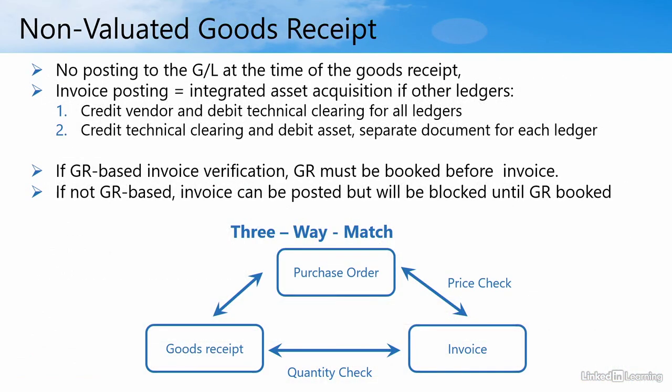If the country regulations prevent capitalisation until the invoice has been posted, you may not want the value to be posted to the asset when the goods receipt is posted. Having a non-valuated goods receipt rather than no goods receipt at all means that the three-way match is still carried out, so the invoice cannot be paid until the goods are received.